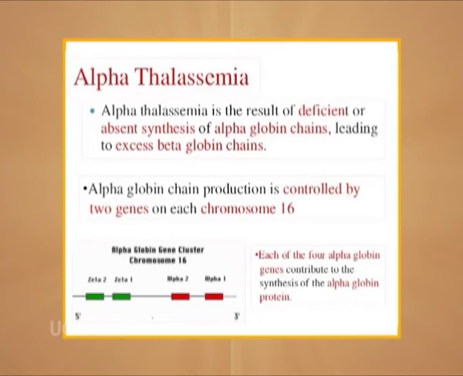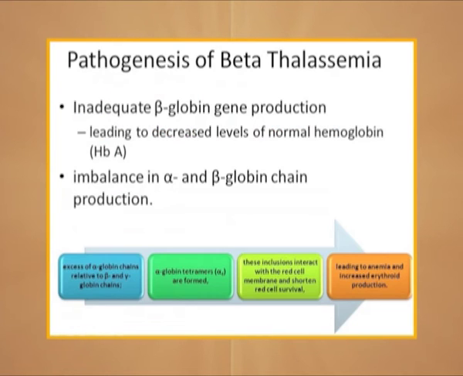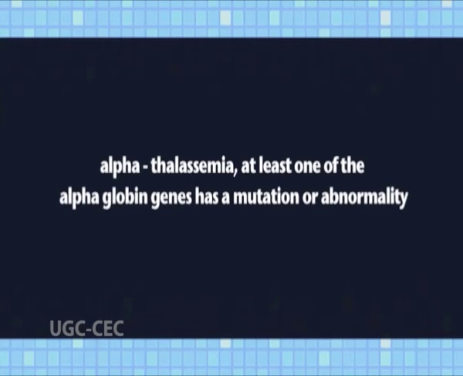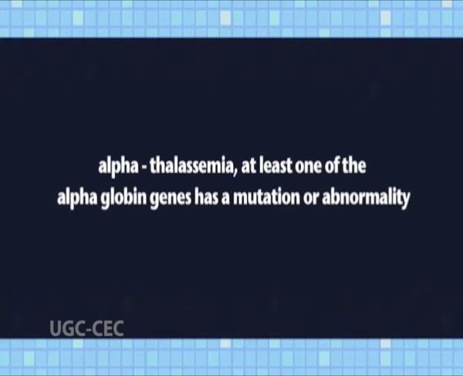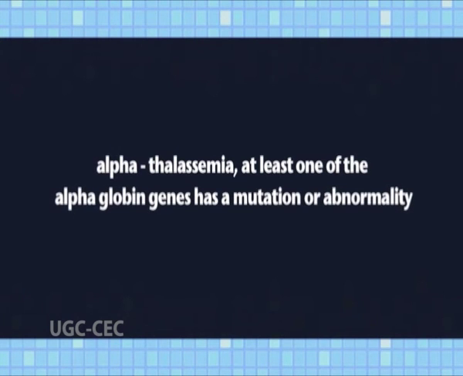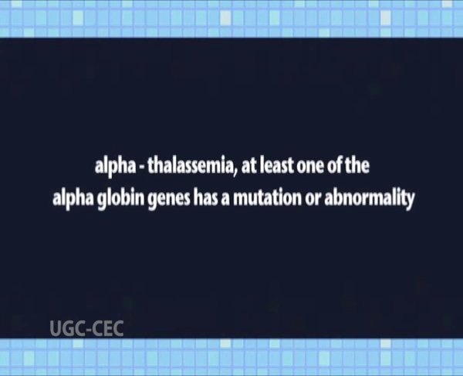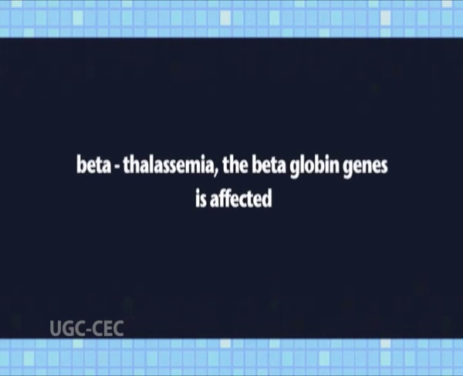The two main forms of thalassemia are alpha thalassemia and beta thalassemia. In alpha thalassemia, at least one of the alpha globin genes has a mutation or abnormality. In beta thalassemia, the beta globin gene is affected. Each of these two forms of thalassemia has several distinct types. The exact form you have will affect the severity of your symptoms and prognosis.